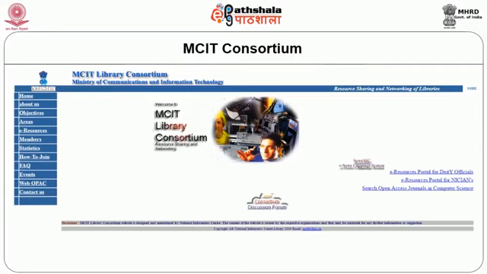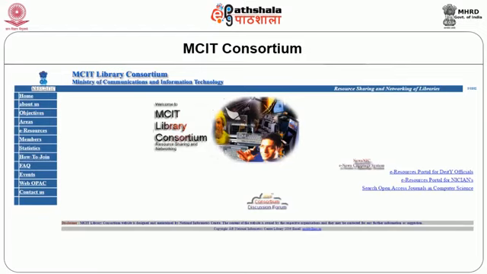Other activities of the consortium include establishing institutional repositories, a union catalog of books, journals and resources available in member libraries, and creation and maintenance of library automation software called eGranthalaya.